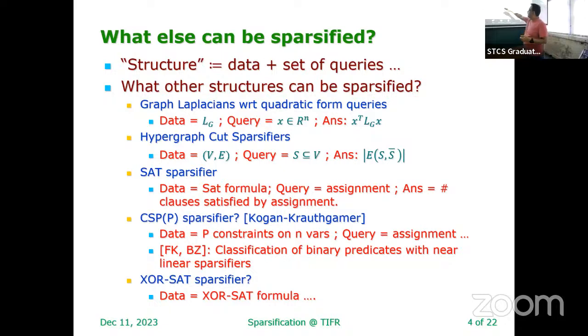The CSP sparsifier question was asked by Kogan and Krauthgamer. One question that they left explicitly open was, what if the constraints are always XORs of variables? So the variables are all Boolean variables, zeros and ones, and every constraint picks some subset of variables and says the constraint is satisfied if an even number of these variables is 1, for instance. This kind of thing they didn't know how to sparsify, and that's the kind of thing we'll be getting to today.